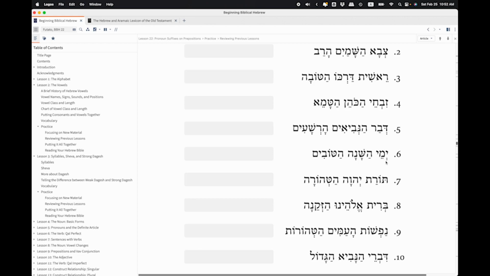So this would be the days of the year, the good ones. Since HaTovim is plural, and Hashana is singular, HaTovim cannot modify Hashana. It has to modify Yevei. So here we have the good days of the year. And again, that translation is building it back in English, okay?